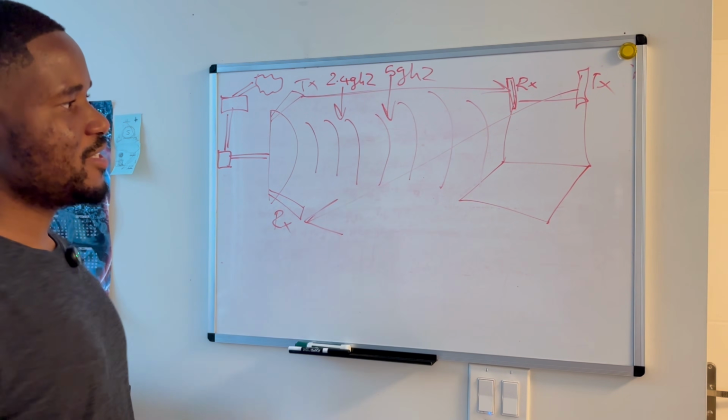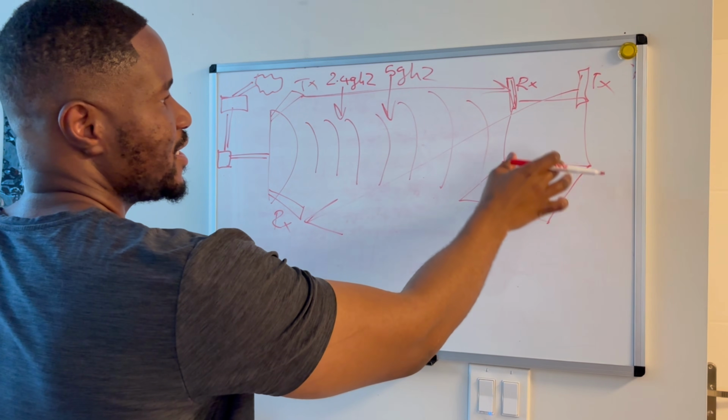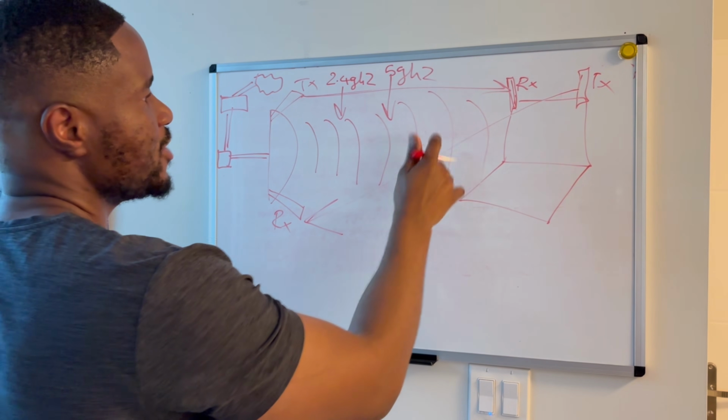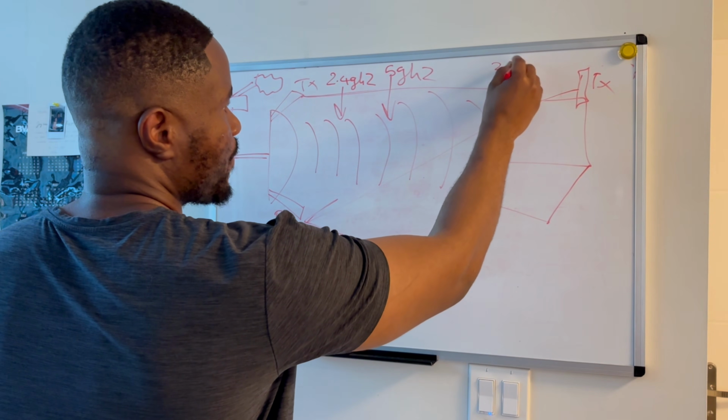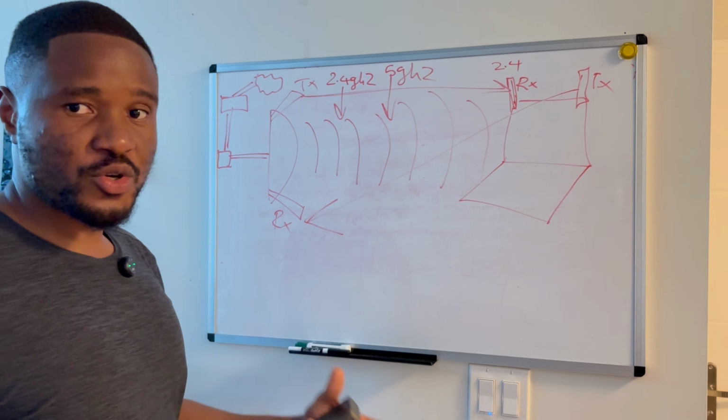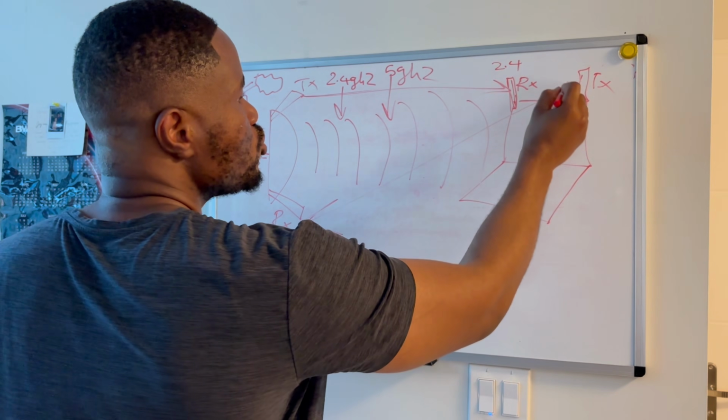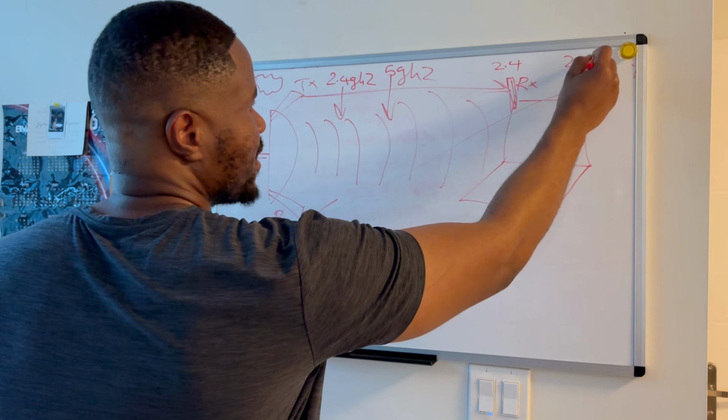What's going on is this device, you can also tell it, hey, I want you to capture signals in 2.4 gigahertz. Remember, this is the receive antenna. I want you to capture in 2.4 gigahertz, and I also want you to transmit in 2.4 gigahertz.